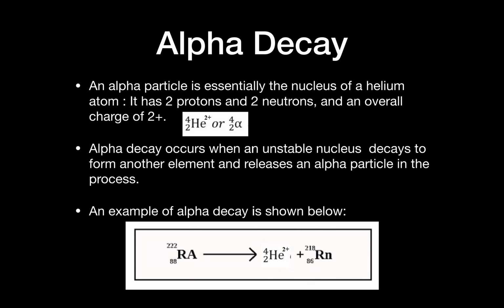particles in the process. For example, we have an element here with the nucleon number 222, proton number 88, which decays to release alpha particles, and another element with 218 nucleons and 86 proton number. Do note that the rules hold true over here. There are 222 nucleons on the left, and there are a total of 222 nucleons on the right. That is 218 plus 4. The same holds true for proton number. 88 on the left and 2 plus 86, which equals 88 on the right.